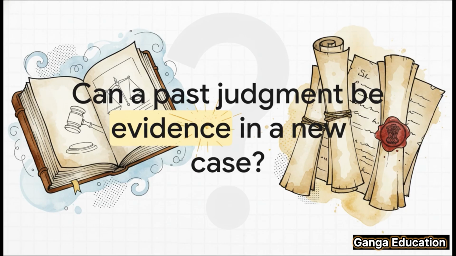Think about this for a second. Let's say there's a case happening right now. Is it possible to use a judgment from a totally different case, one that's already been decided in the past, as evidence in this new case? And if you can, just how powerful is it? How much weight does it actually hold? Well, this is exactly the kind of question that Section 36 helps us answer.